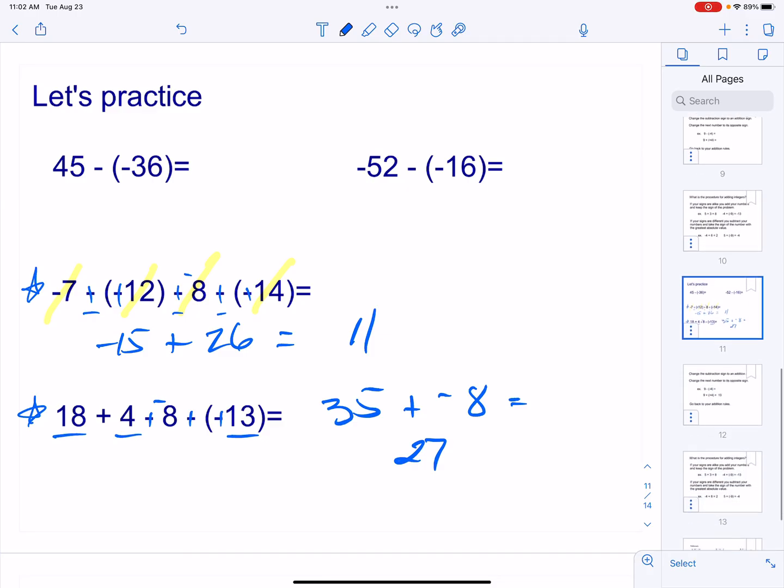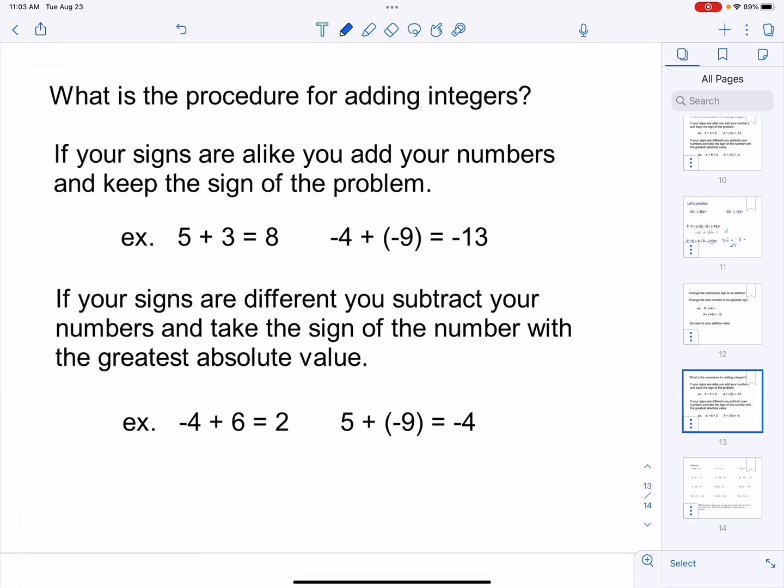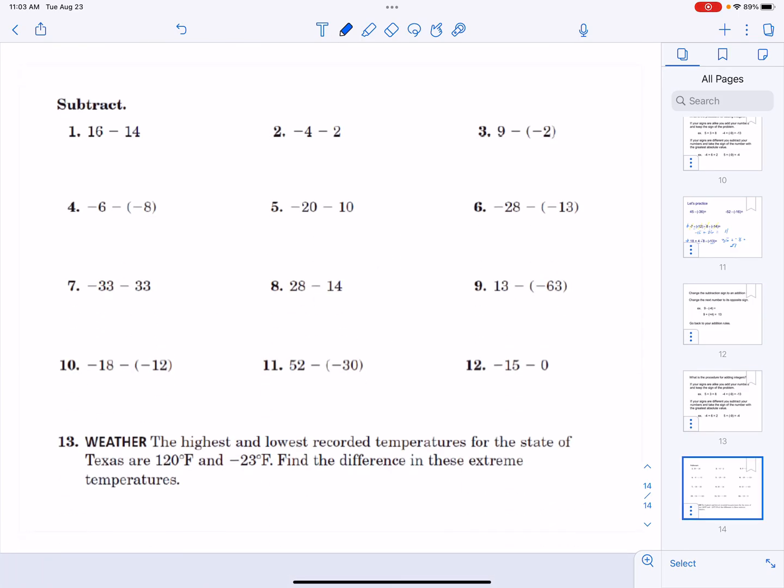So what I need you to remember about subtraction is all you got to do, you go straight to the subtraction sign, you change subtraction to addition, next number to its opposite, and then you go back to your addition rules. And we know our addition rules are, if your signs are alike, you add and keep the sign of the problem. If your signs are different, you're going to subtract and take the sign of the number with the greatest absolute value.